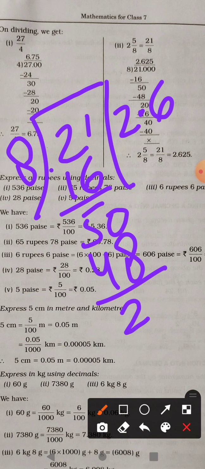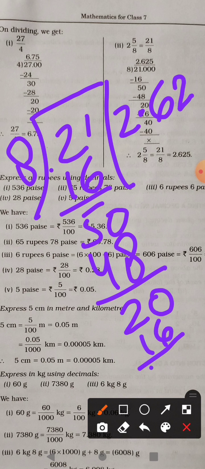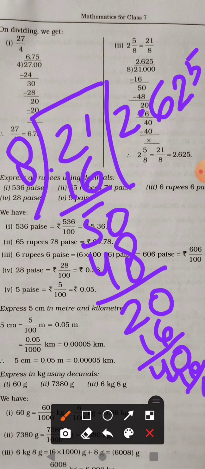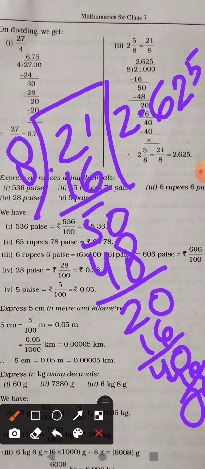Now the remainder is 2. Again we can take 10, many more times we can take 10. So now it is 20. So we are taking 8 2 times 16. Now the remainder is 4. Again we can take 10 here. It is now 40. So we know that 8 5 times is 40. So 40 minus 40. Now the remainder will be 0. Okay. So our required answer is 2.625.